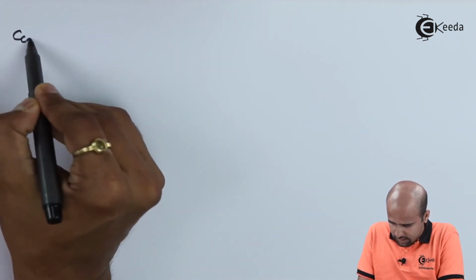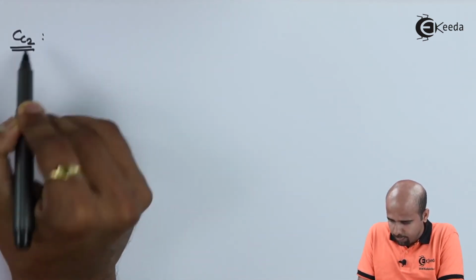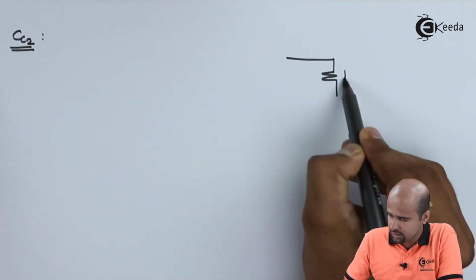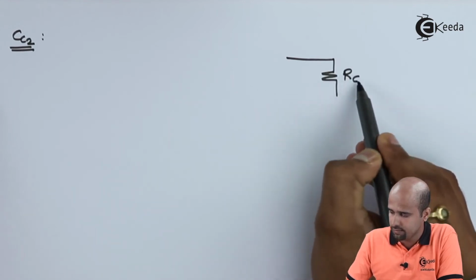Calculate CC2 similarly. I'll just give the values. This is the value of RC we have got.